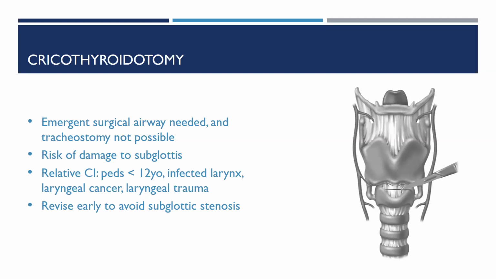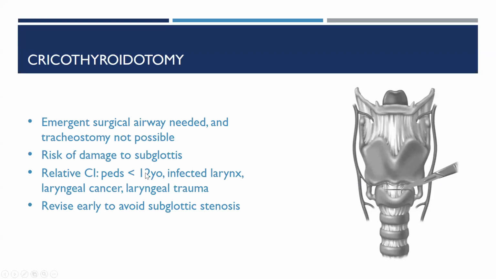If you were to do a cric, generally this is only in an emergent situation, or if there's unfavorable tracheal anatomy or lower neck anatomy. It is really risky. Like I said, the vocal cords are pretty much resting right here, so you're really close to the cords. You're right below the cords in the subglottis. And the problem with doing a cric is you risk that the patient may be dependent on this airway for life because of swelling in the subglottis.